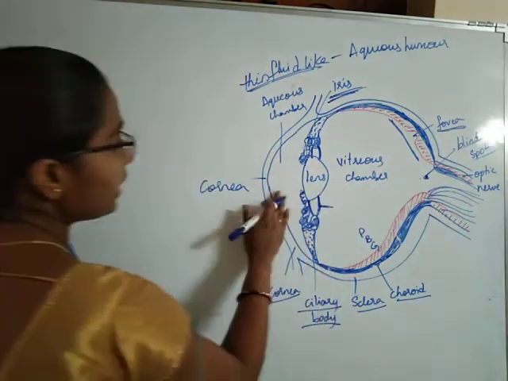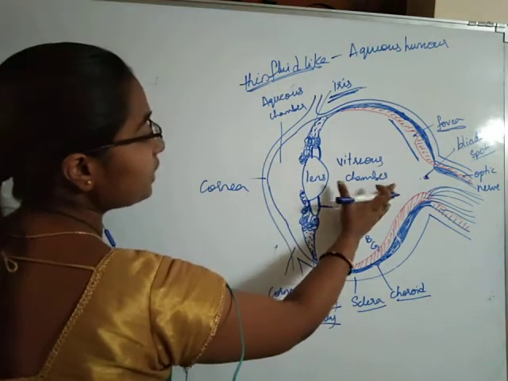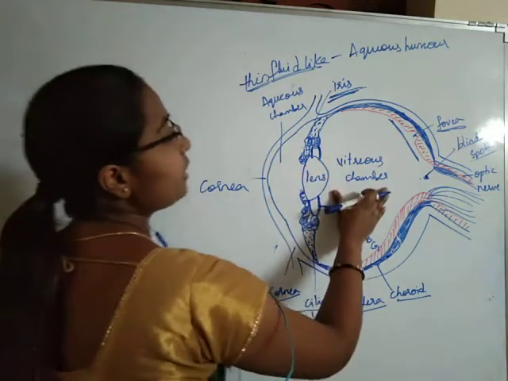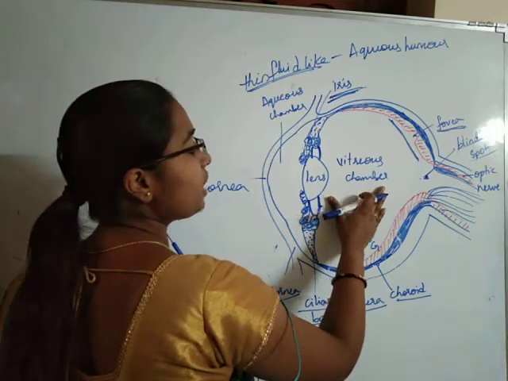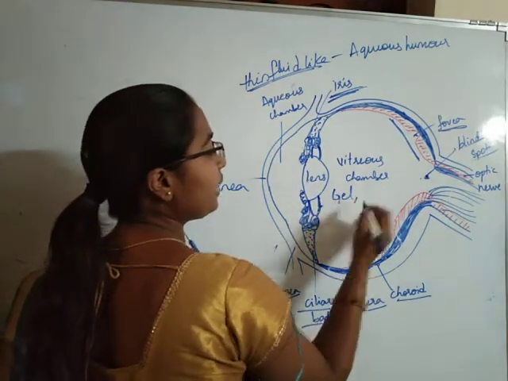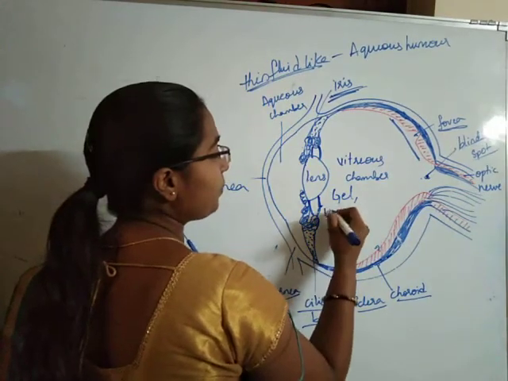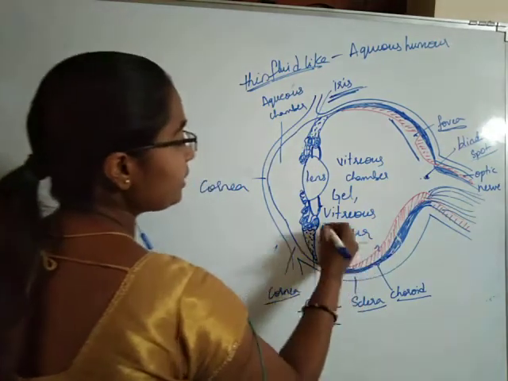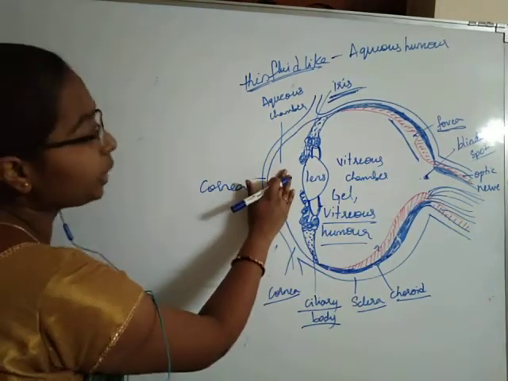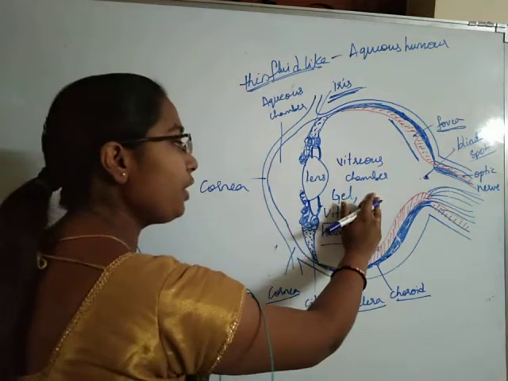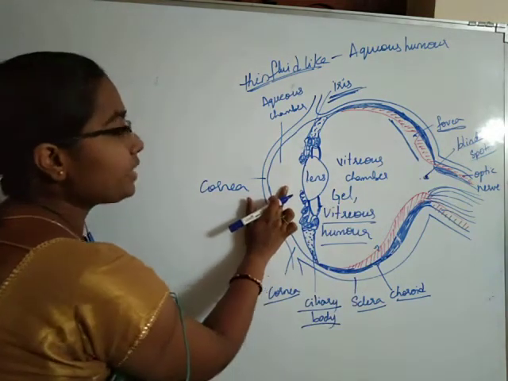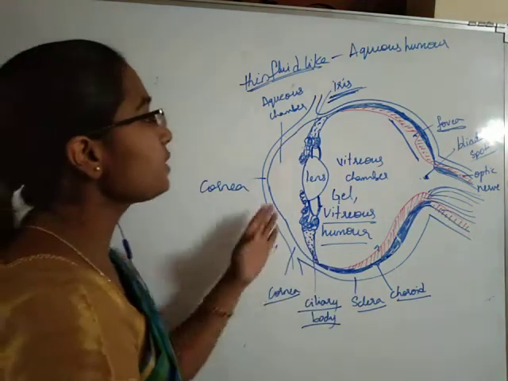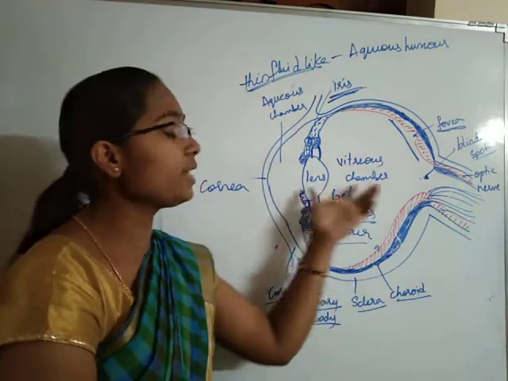Coming to the other side, between the lens and the retina, there is the vitreous chamber. This vitreous chamber is filled with a gel like liquid which is called vitreous humor. Aqueous chamber is filled with aqueous humor, vitreous chamber is filled with vitreous humor. Aqueous humor is thin and fluid like, vitreous humor is gel like.